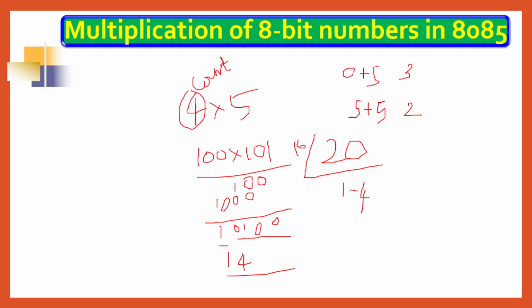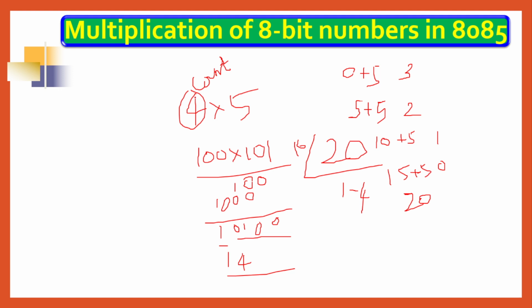After the next decrement it becomes 2. Then the answer is 10 plus 5, and the count becomes 1. Then 15 plus 5, and the count becomes 0. When our count is 0, store the result. So the result is 20 in decimal, which is 14 in hexadecimal. That's what we get. The same logic we are going to implement in the assembly language program also.